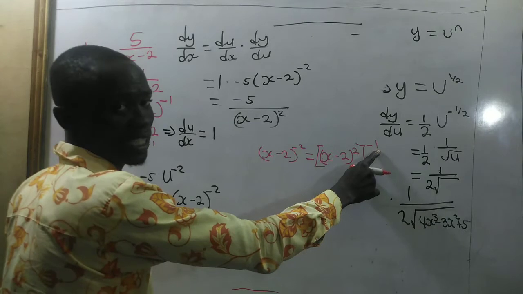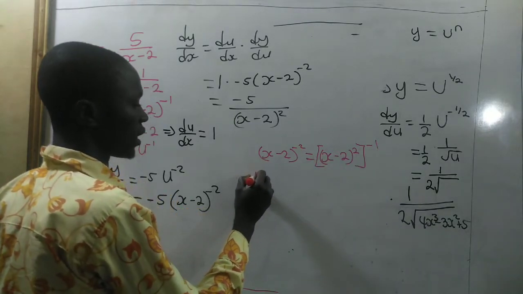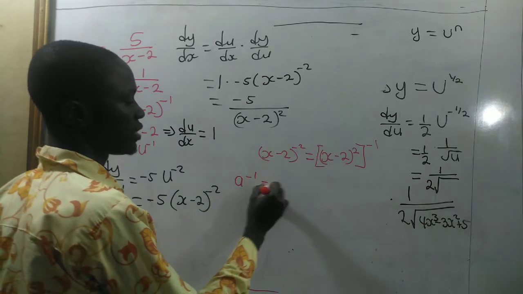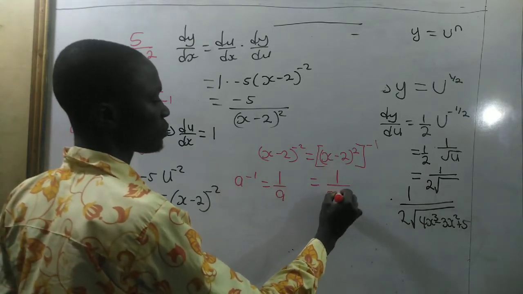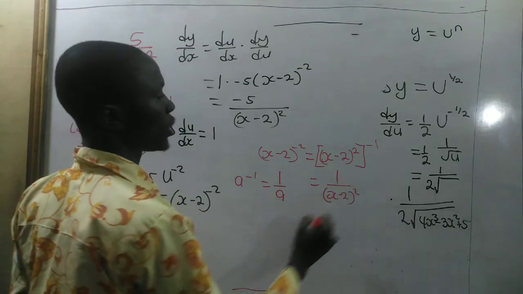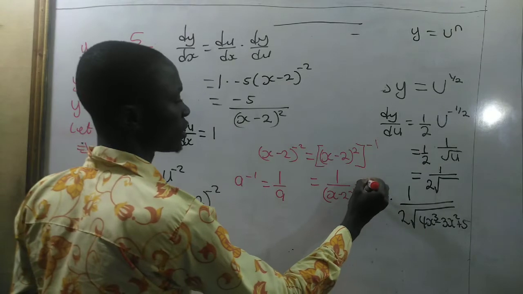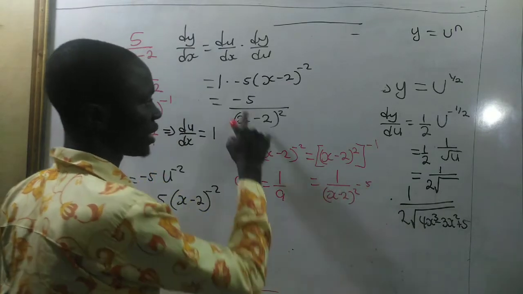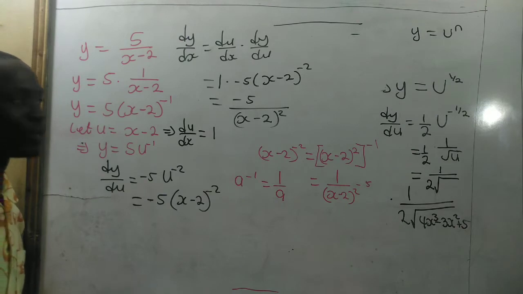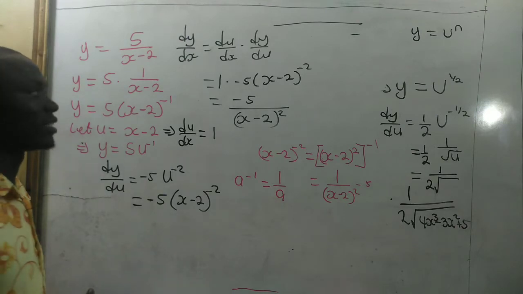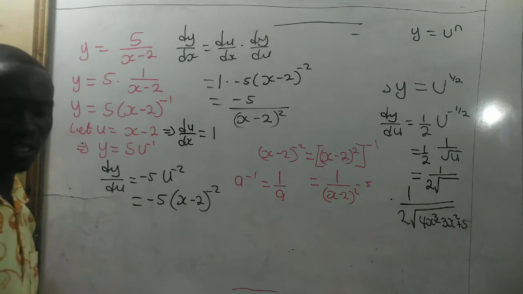Because if I multiply negative 1 by 2, I'll come back here. And I factorize negative 1 out because I know that a to the power negative 1 is the same as 1 divided by a. So this one will give me 1 divided by (x minus 2) squared. That is why I've done that, and I have minus 5 multiplying. So the minus 5 will multiply the 1, and I'll come back to this stage. Very, very simple. I said you should keep watching. I'll reveal more secrets here and how to use the chain rule.